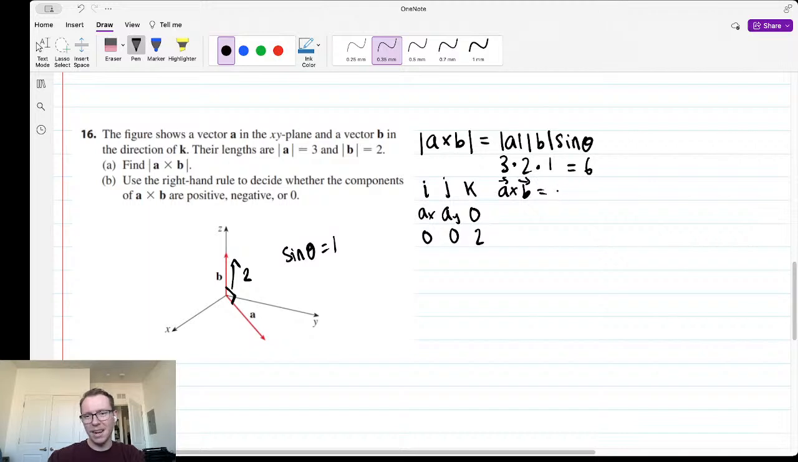Anyways, I is going to be 2AY, and then we'll have a minus, and J is going to be 2AX, and then K is going to be 0. So that's our cross there. So if we kind of leave it like that, or technically, let me move things over.